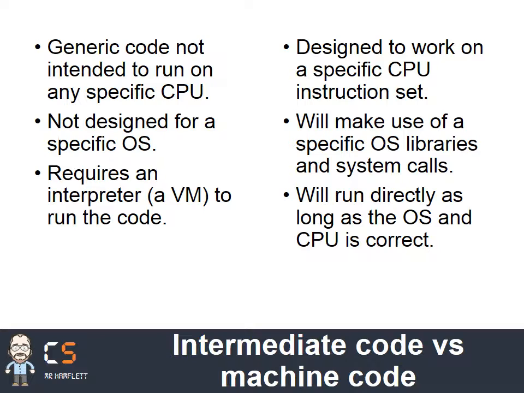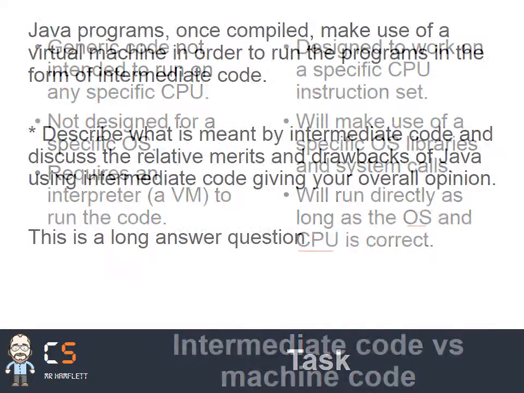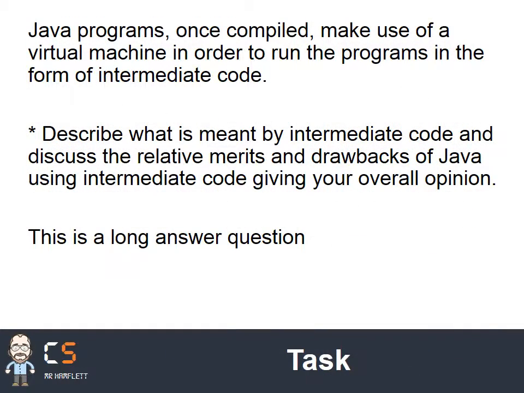This means that any machine code generated will only run on a very specific architecture and a very specific operating system. It won't run on anything else. So it's going to run directly as long as the OS and CPU are correct. If they're not, obviously it won't run. So Java programmers, once compiled, make use of a virtual machine in order to run the programs in the form of intermediate code.